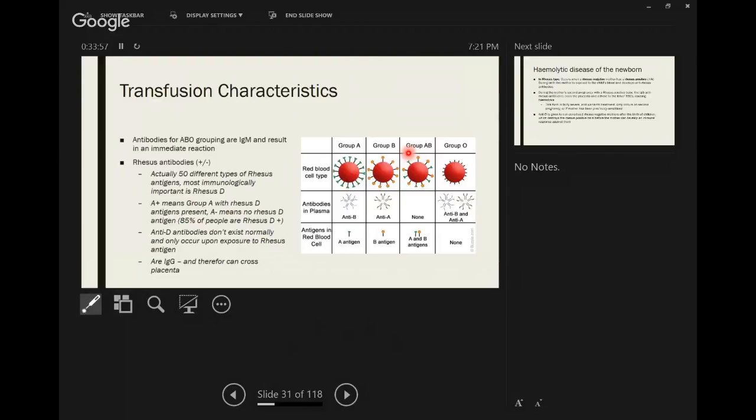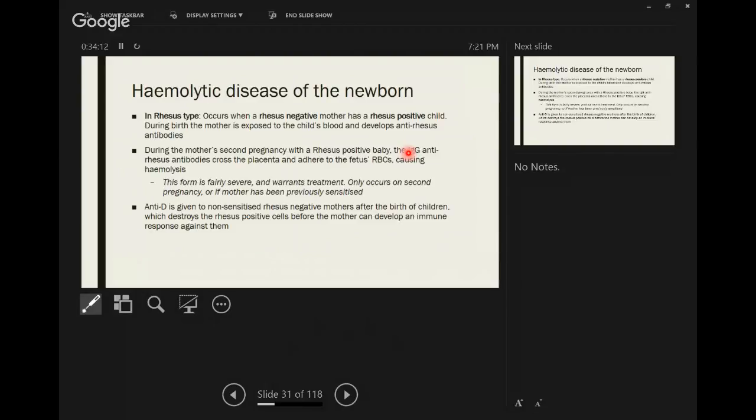Rhesus antibodies, there's 50 types. When we talk about rhesus, we mean rhesus D. 85% are rhesus D positive, and the antibodies to them are IgG and therefore can cross the placenta, which is the important thing because it results in hemolytic disease of the newborn. So this is when you have a rhesus negative mother and a rhesus positive child. And during birth, or like say a wrong transfusion, the mother is exposed to a child's rhesus-positive blood and develops anti-rhesus antibodies. And during the mother's second pregnancy with a rhesus-positive baby, the IgG antibodies cross the placenta and adhere to the fetus's RBCs, causing hemolysis.